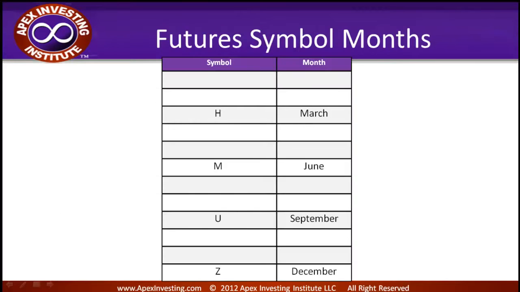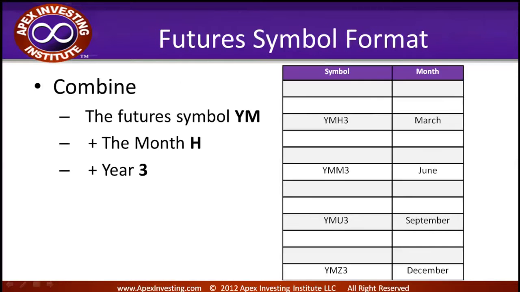Eastern Time. The futures month symbols are H, M, U, and Z: H for March, M for June, U for September, and Z for December. And these are the months that the contract is traded. To get a contract symbol, you would combine the futures symbol with the month and the year. So for the Dow futures contract for March of 2013, you'd have YMH3.